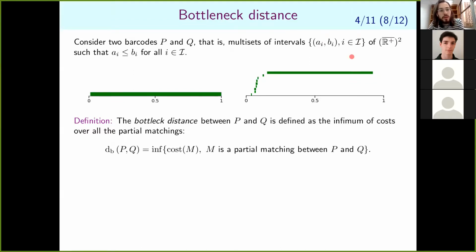For instance, if you take the empty barcode and the barcode that contains only one singleton, an interval with only one point, their distance is 0, but they are not the same. So the only thing we can prove is that it satisfies the triangular inequality, and this is true. You can prove that by concatenating matchings. If you have 3 barcodes and 2 matchings, you can create a matching between the 2 end barcodes.